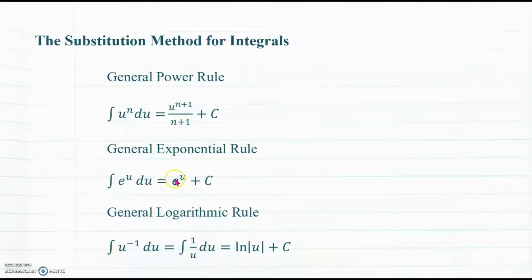The general exponential rule: the indefinite integral of e raised to u with respect to u is equal to e raised to u plus c. And the general logarithmic rule: the indefinite integral of u raised to -1 with respect to u is equal to the indefinite integral of 1 over u with respect to u. That's equal to the natural log of the absolute value of u plus c.